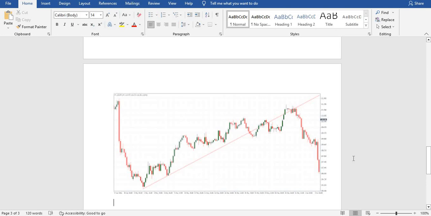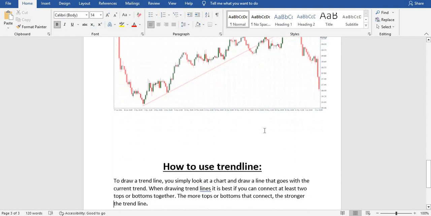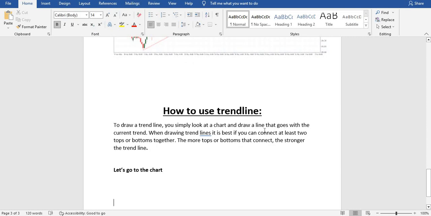Now guys, since we understand what a trendline is and the types of trendline we have, the next thing we are going to do is talk about how you can use this trendline.